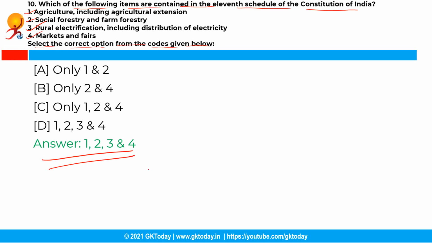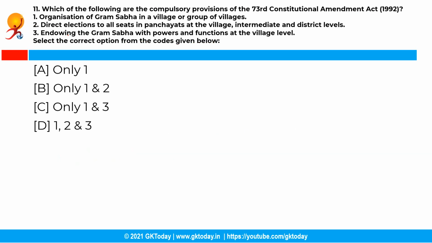So the 11th Schedule of the Constitution of India contains 29 agricultural functional items placed within the purview of panchayats. Some of them are agriculture, that including agricultural extension, then social forestry and farm forestry, then rural electrification, including distribution of electricity and markets and fair and etc. Moving ahead with the next question.